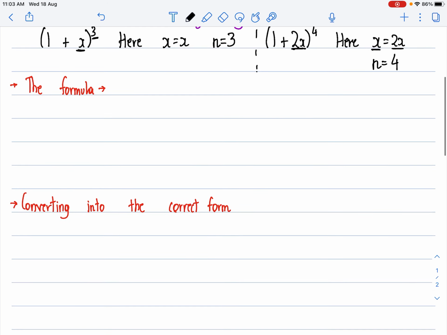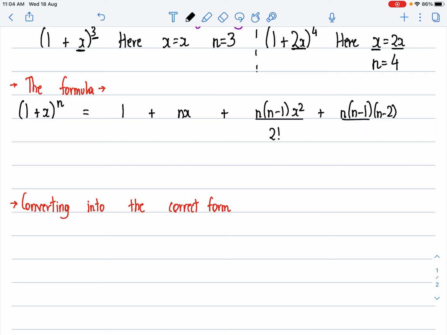Okay, so now you have the formula. The formula for 1 plus x raised to n is equal to 1 plus n into x, correct, plus n into n minus 1 x square divided by 2 factorial, plus let's say n into n minus 1 into n minus 2 over 3 factorial x cube. Now this can go on and on.